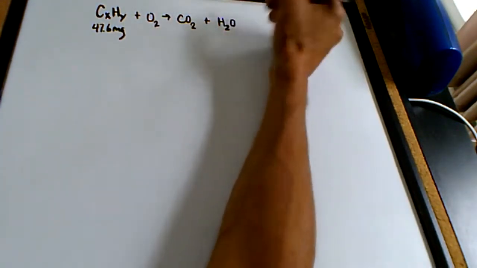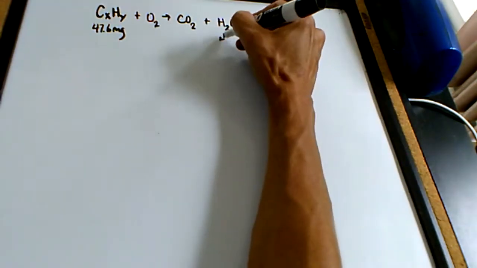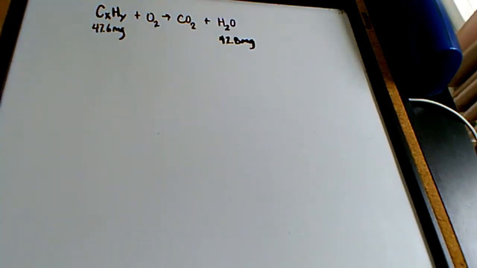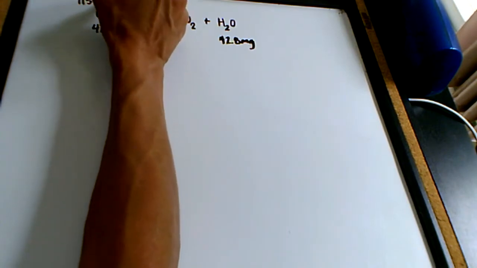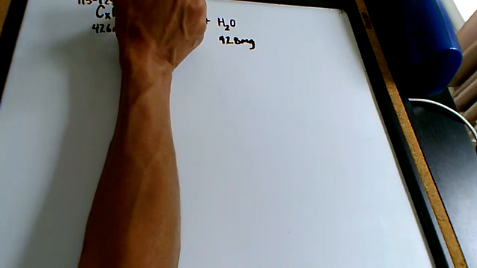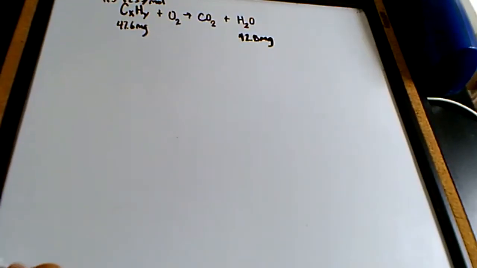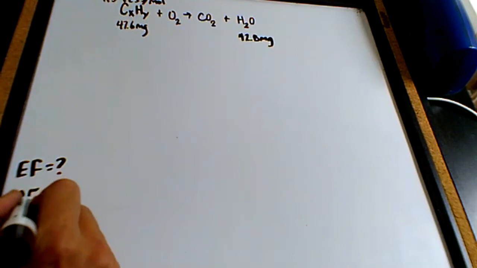We cannot balance this because we do not know the formula of our Q-mean, our hydrocarbon. But we do know that the combustion of this produces some carbon dioxide and 42.8 milligrams of water, okay? And the molar mass of Q-mean is between 115 to 125 grams per mole, okay? And the question is, what is the empirical formula? Let me write that up. What is the empirical formula? And what is the molecular formula?